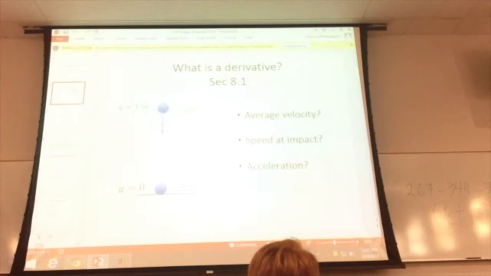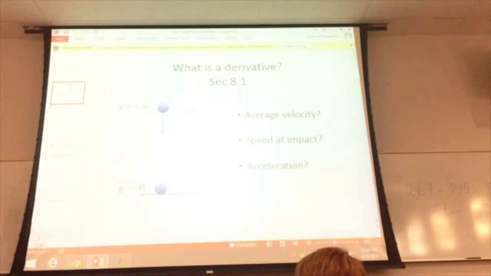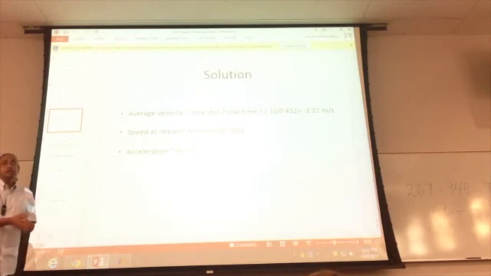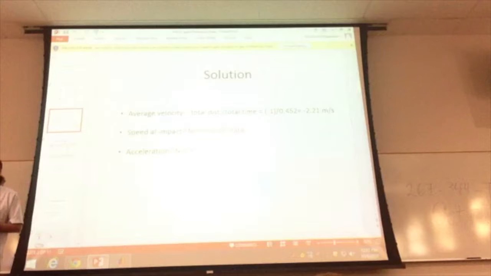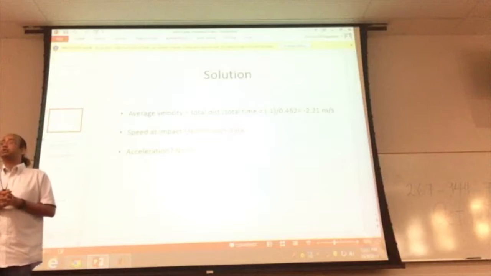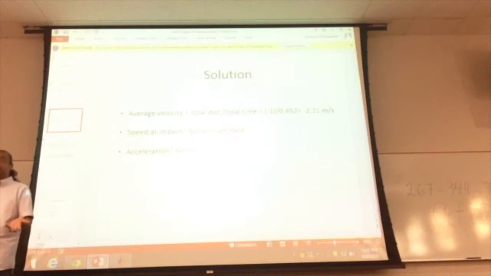All right, how about speed? Wait, it's not 4.52 meters per second. No, it's 0.452. It travels a meter. So it's 1 divided by 0.452, which is 2.21 meters per second. Right? If it's the other way around, it's 0.452. All right, so how about speed at impact? We do not have enough data points to calculate that value. Neither do we have enough data points to measure the acceleration. Okay? So what do we do? We repeat the experiment.